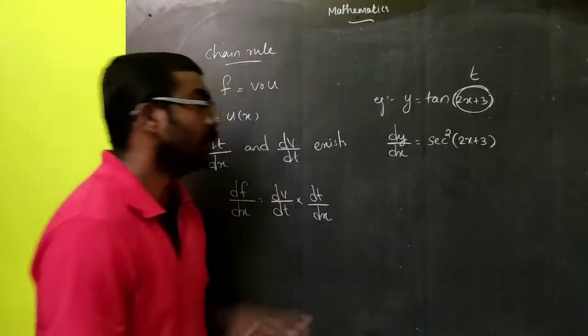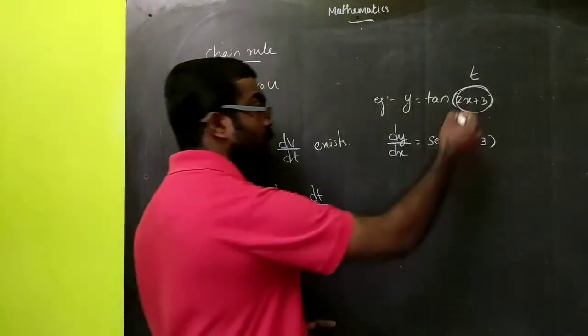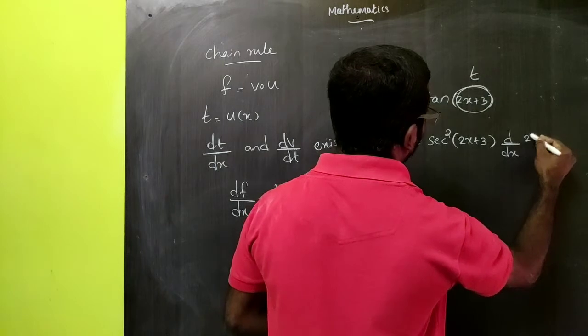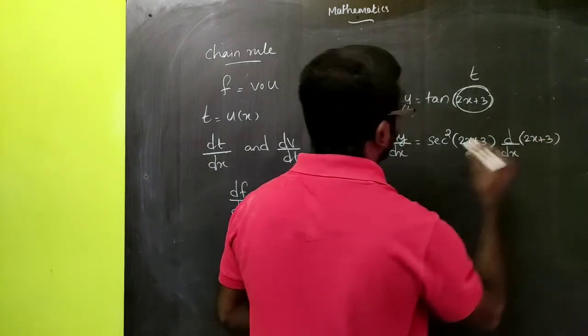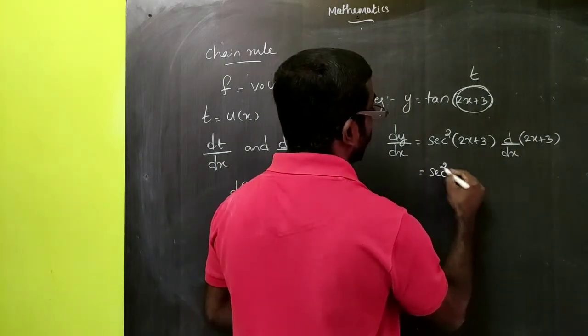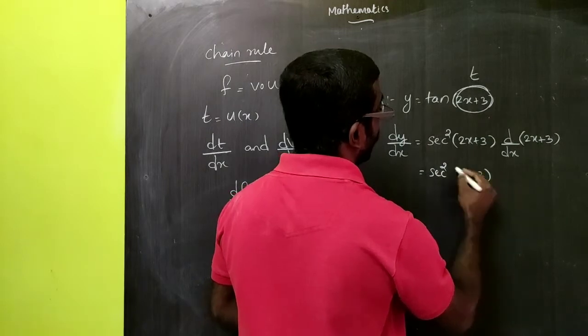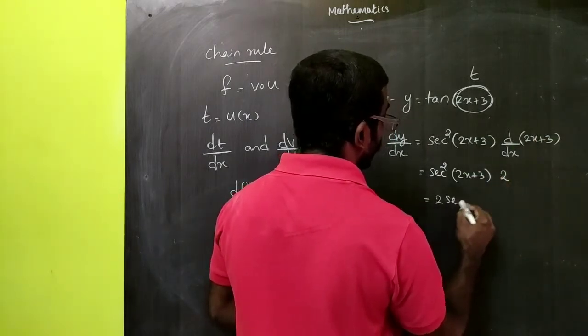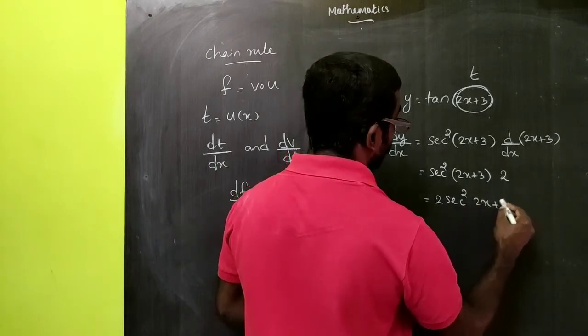Then what? dt by dx. We consider t as 2x plus 3. So dt by dx means derivative of 2x plus 3. So sec square 2x plus 3 into derivative of 2x plus 3 is 2. So 2 into sec square 2x plus 3.